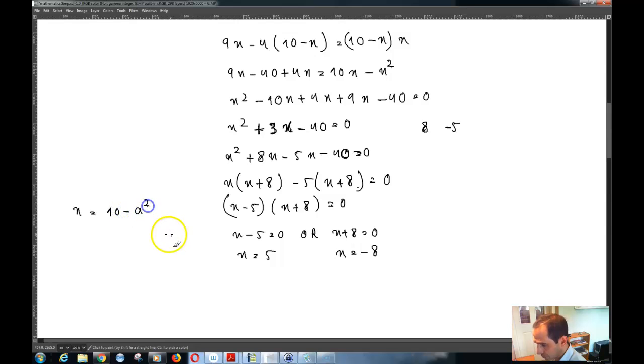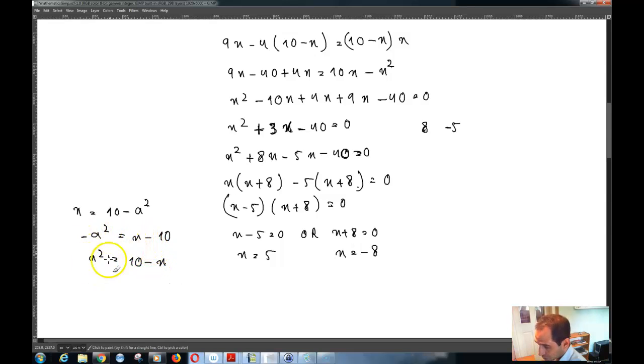So now, if x is a positive number, you see over here, if I write this the other way around, I can write it as negative a squared is equal to x minus 10, or a squared is equal to 10 minus x.